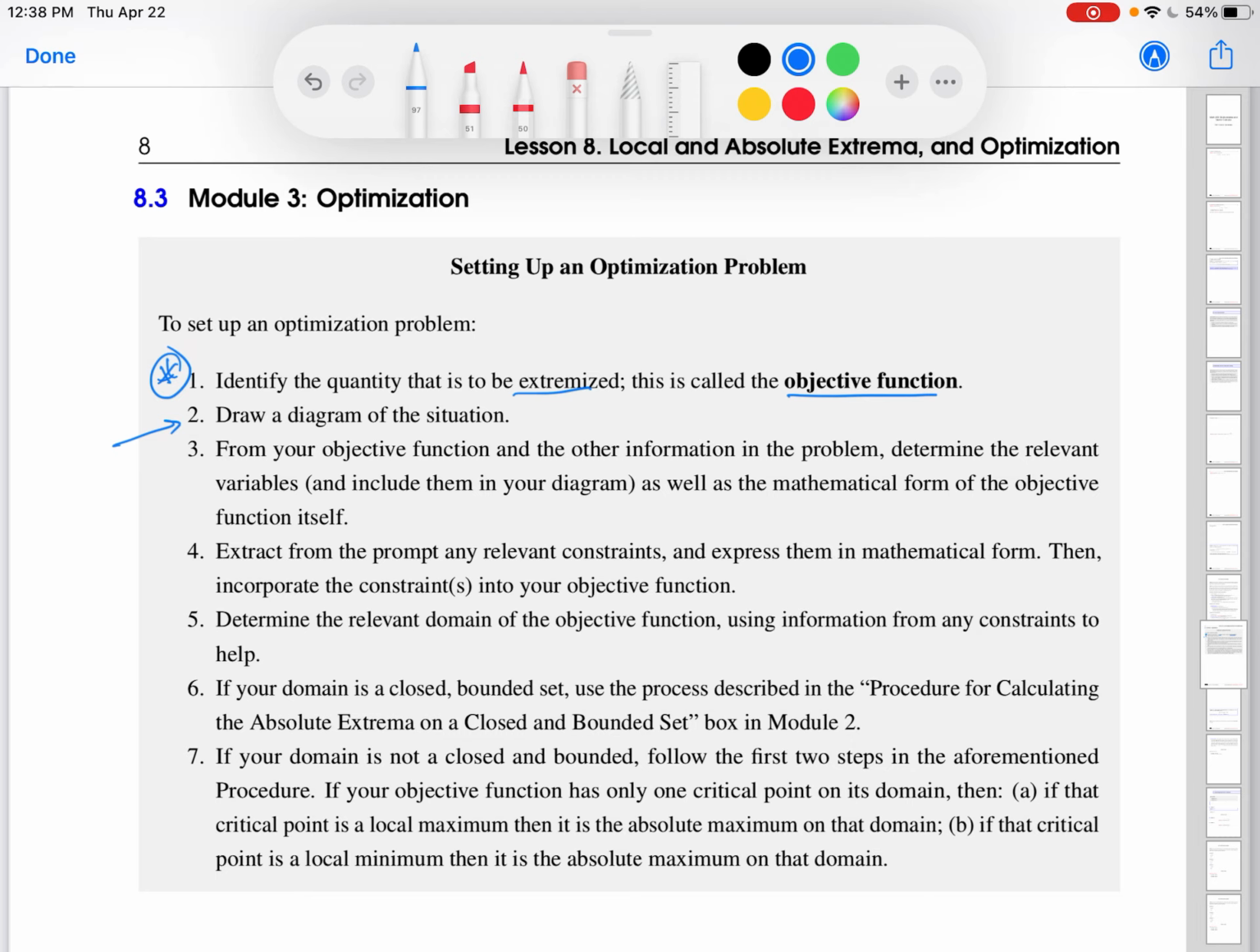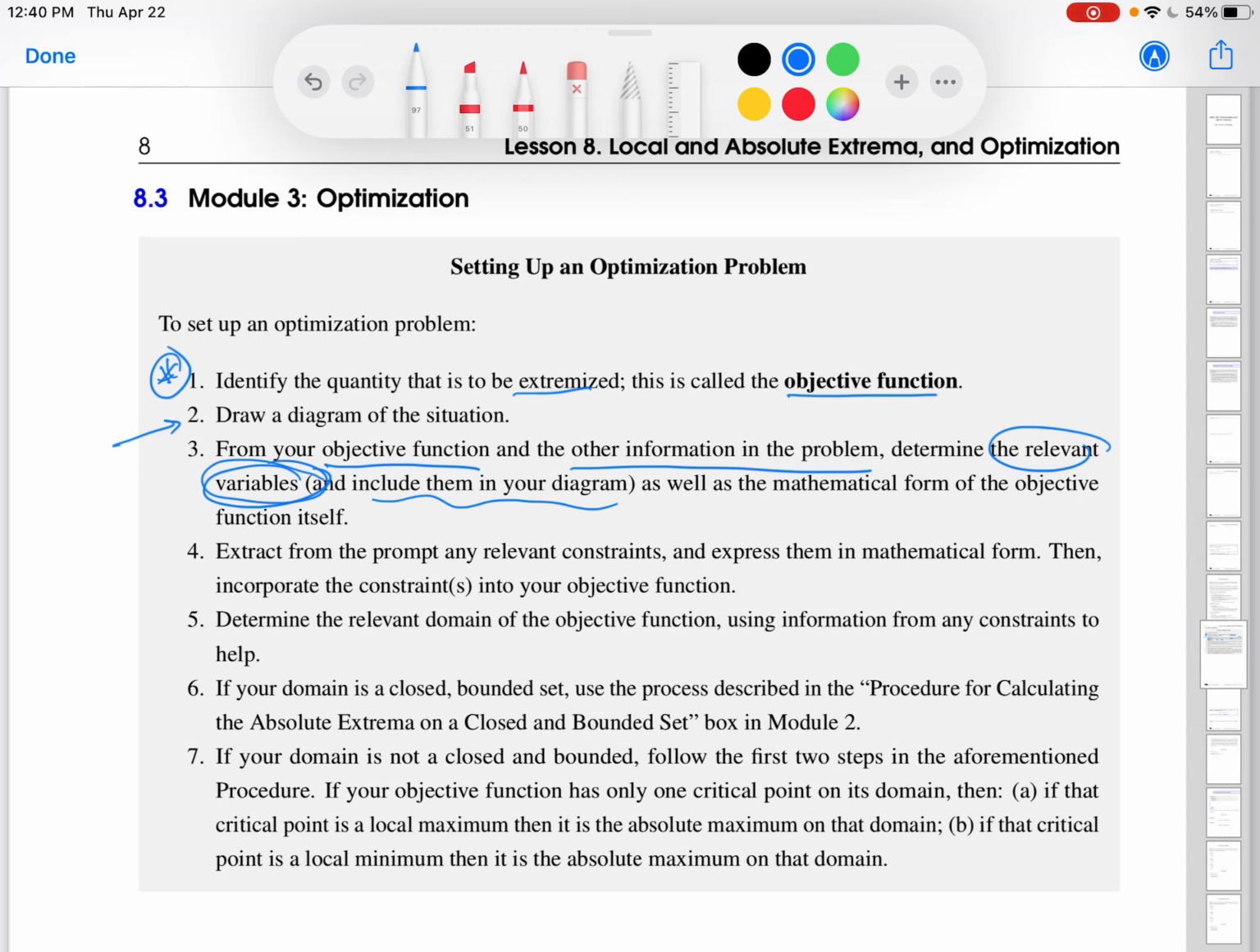Number 3, using your objective function and other information in the problem, determine the relevant variables and include them in your diagram. Remember back in single variable calculus, optimization problems that were applied, perhaps there was a plane that was flying northeast or something, then you had to label the displacement x. Or there was, I don't know, someone running through a few bases, then you had to label their displacement from home base z. So you want to include variables that are relevant to the optimization problem you're trying to solve.